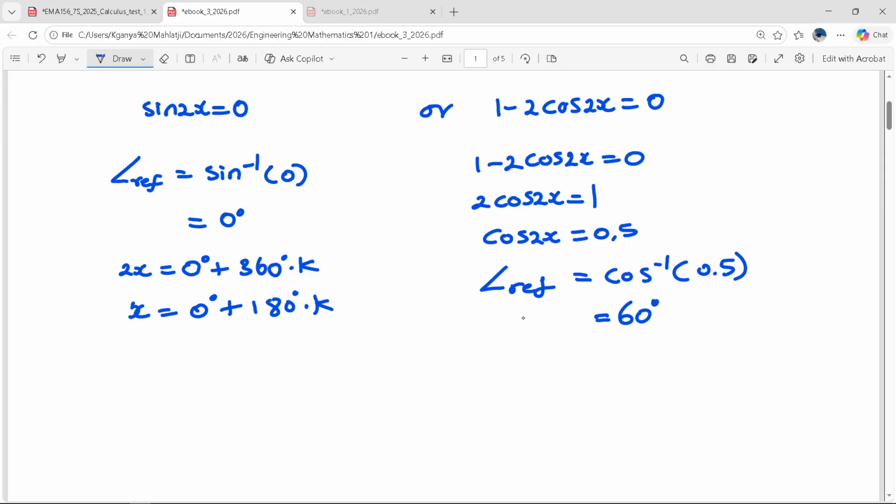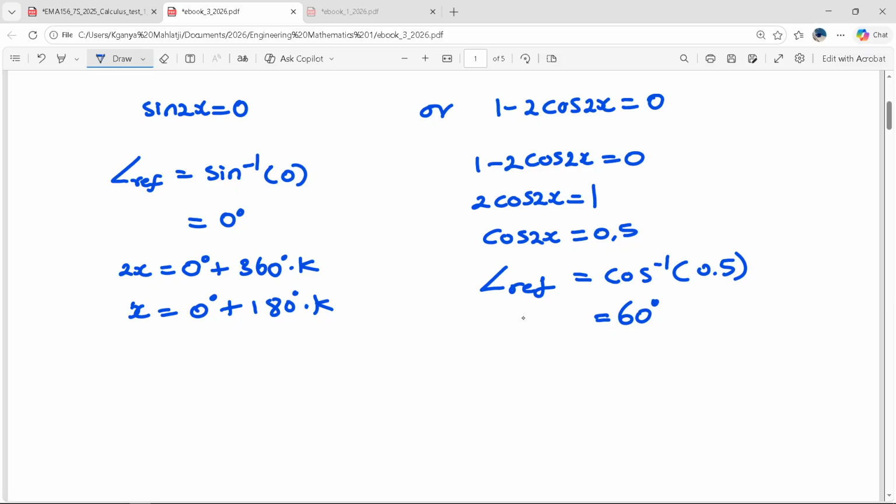The reason I'm working with degrees here is that I can see there's no sign of this equation being in radians. I don't see any pi. In most cases when you see pi in your equation, you know that the equation is in radians, but this time around I don't have any information showing that.